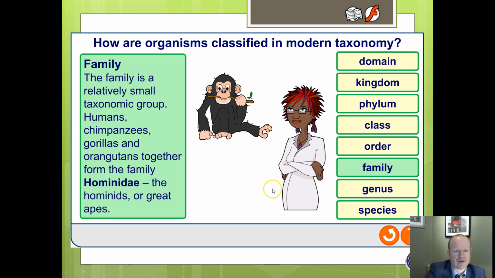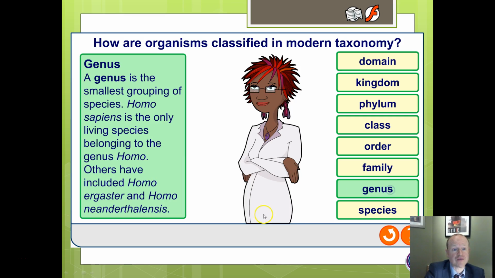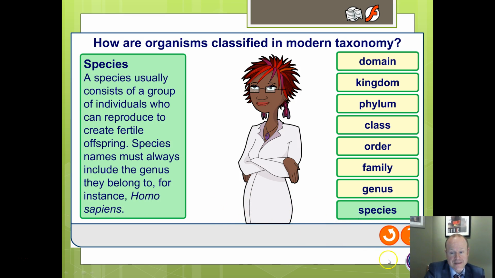The family that we are in is the hominidae, easy for me to say. The hominids are great apes, so gorillas, orangutans, humans, chimpanzees, all have similar features. Genus is a much smaller group, and the only existing member of our genus is us, Homo sapiens. So even though we are a species, the only surviving member of our genus is Homo sapiens. There have been previous examples of our genus, Homo neanderthalensis, the Neanderthal man, but they no longer survive.